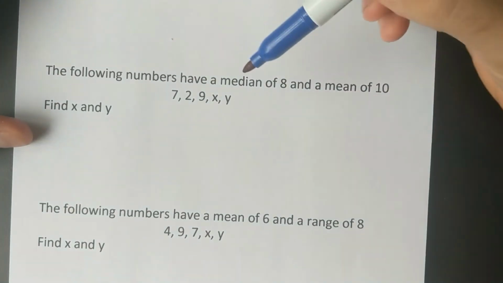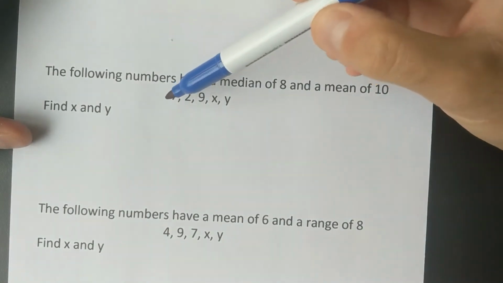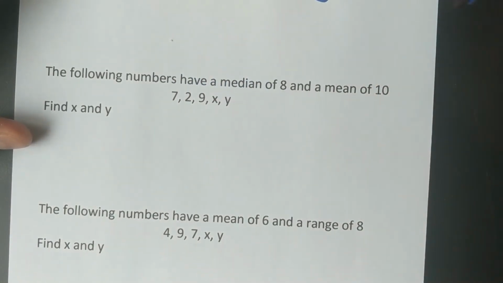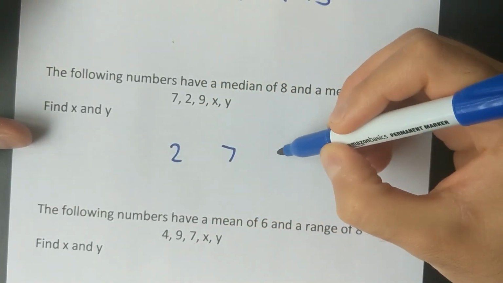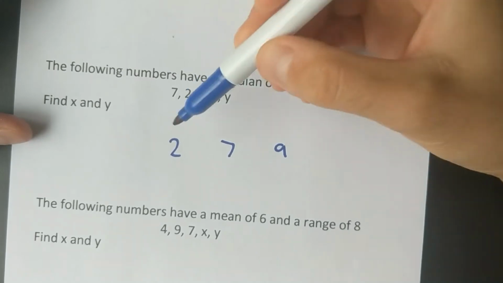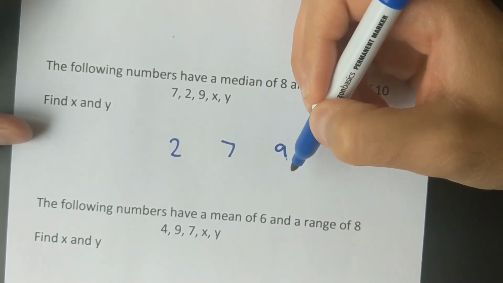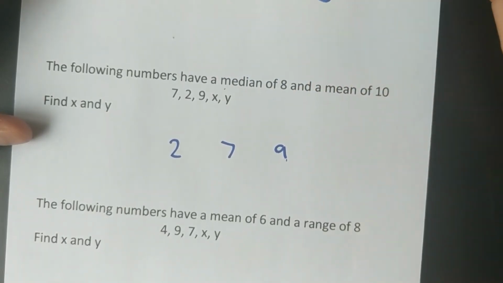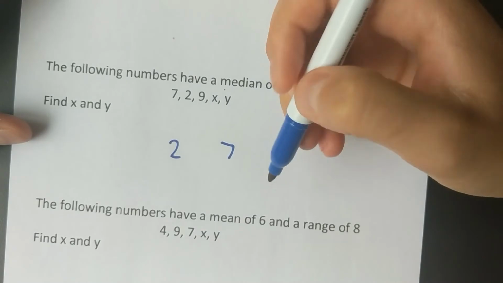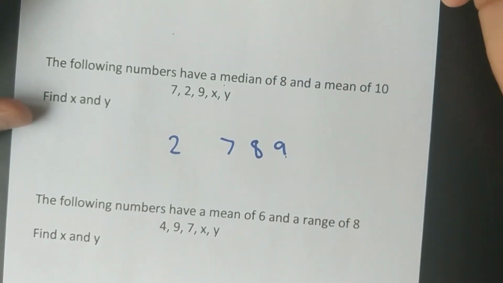Next question. Following numbers have a median of 8 and a mean of 10. So here we've got 7, 2, 9, x and y. We don't know what x and y is just yet. Again, it's going to be much easier just to visualize everything if it is in order. I'm going to leave some space. Again, I don't know if there's numbers in between here. So, median of 8. So that means my middle number has to be 8. Well, if I'm writing that in order, that means my 8 is going to have to go right there between the 7 and the 9.